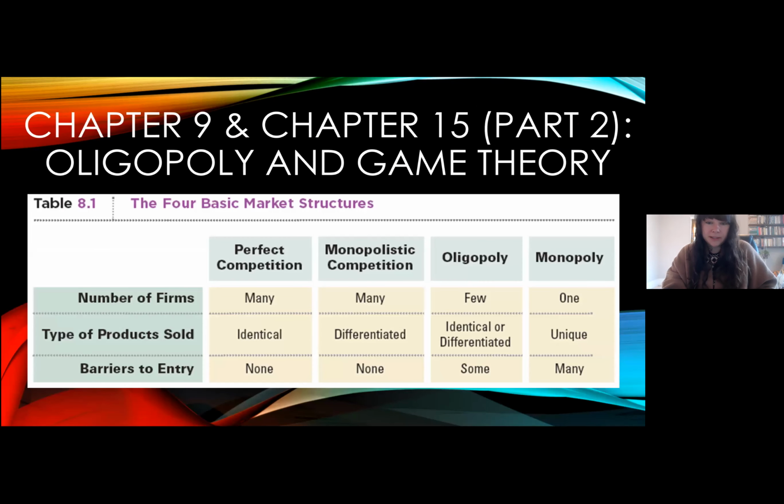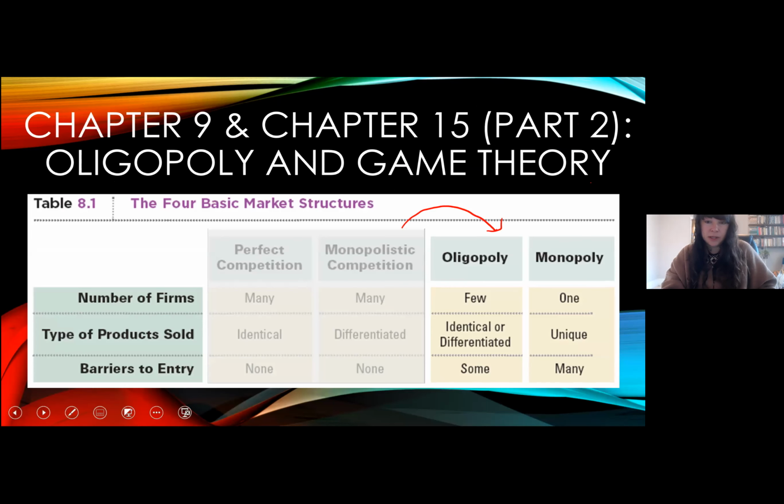So remember this chart that was going to encapsulate the middle portion of our course? We're now done with perfect competition and monopolistic competition, and we're moving along the spectrum closer to monopoly. We're doing our last market structure, oligopoly. Very few firms. The product type is not very important, and some barriers to entry.